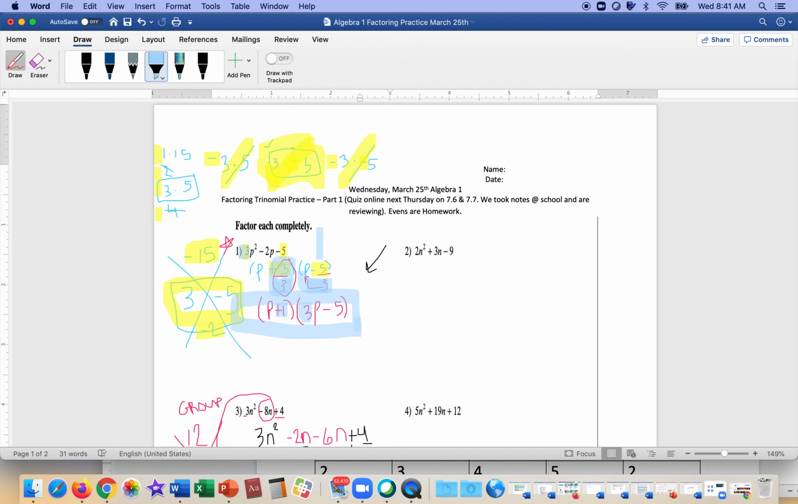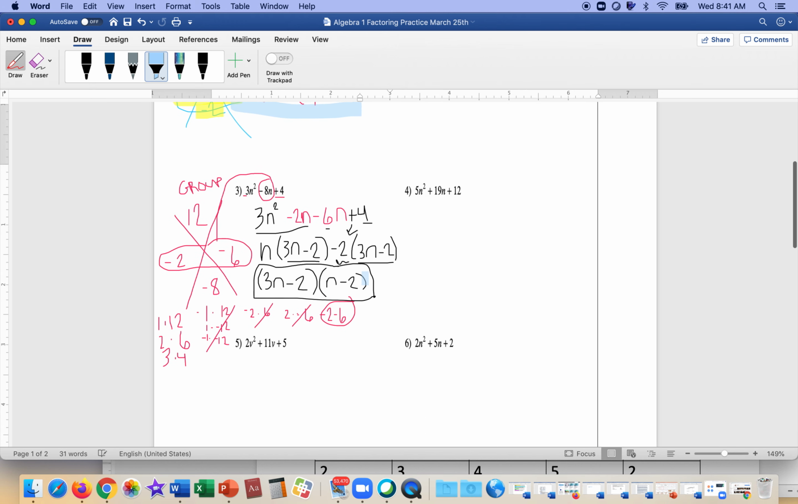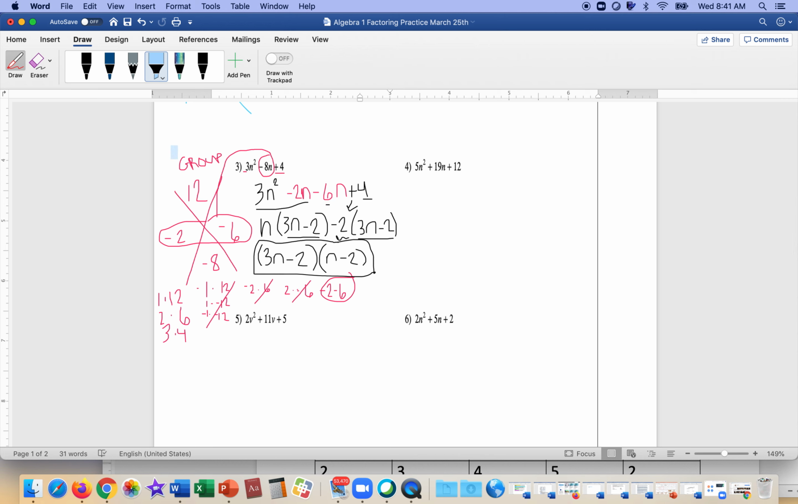That's using my method. Okay, another option is grouping. So you could do number 1 by grouping, but I'm going to show you number 3 using grouping, or you could do number 3 using the method that I did up top. So same thing here. I was looking for combos of numbers that multiplied to +12 that added to -8. So I made this little list. I first just worry about positives. 1 and 12, 2 and 6, 3 and 4. Those all multiply to 12.